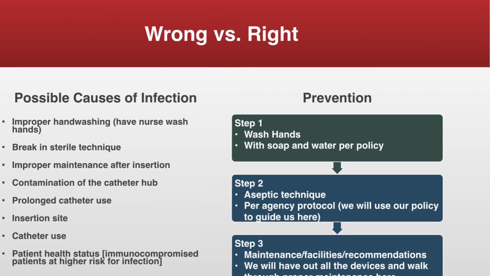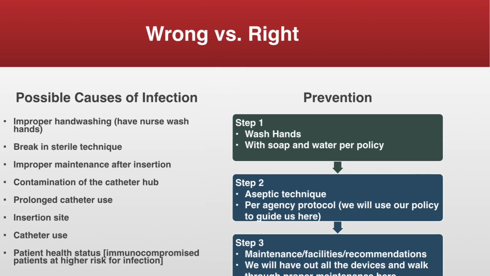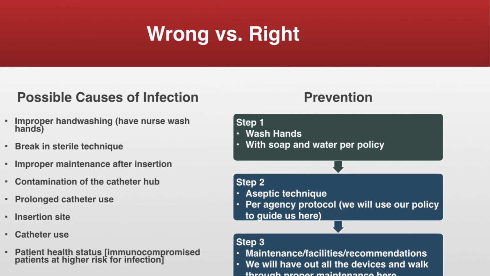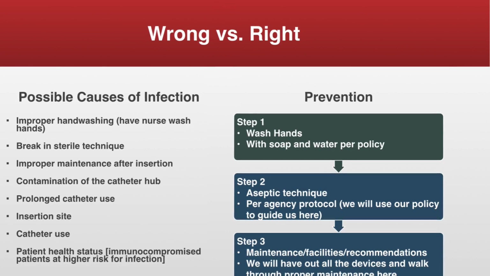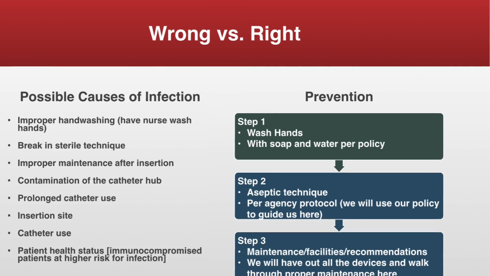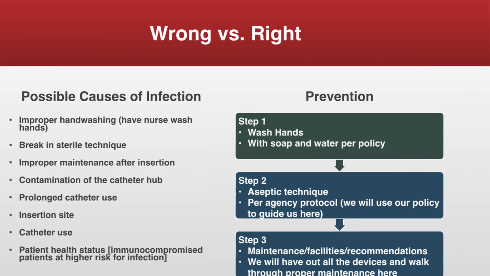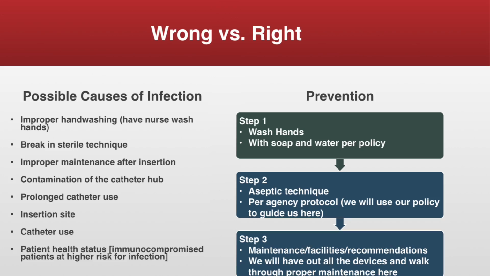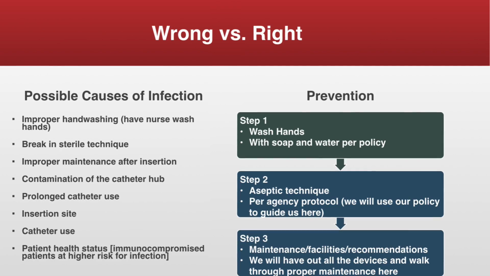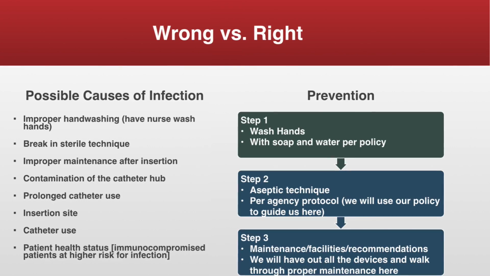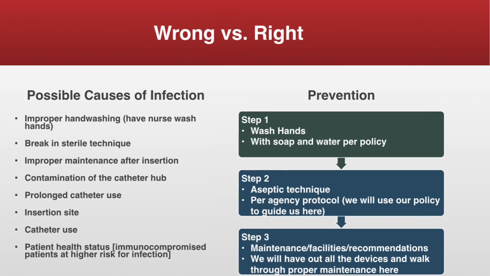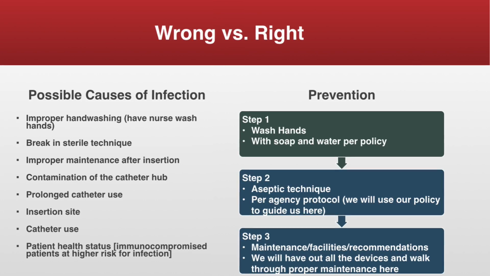Some reasons why infections occur can be improper hand washing, a break in sterile technique, improper maintenance after insertion, contamination of the catheter hub, prolonged catheter use, the insertion site or catheter use, and patient health status, such as immunocompromised patients, which are at higher risk for infection.